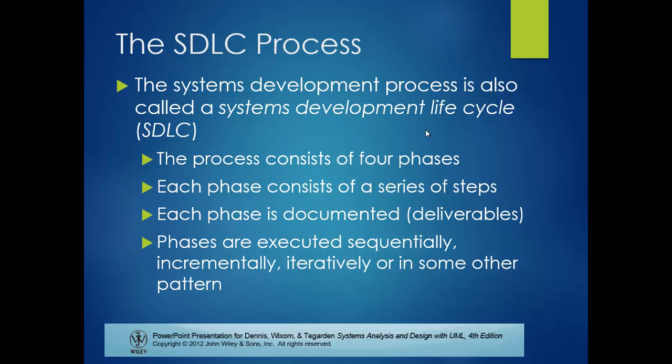The system development life cycle consists of 4 phases. Each phase consists of a series of steps or tasks. Each phase should be documented, which should be part of the deliverables at the end of the process. Phases are executed sequentially, incrementally, iteratively, or in any other pattern.